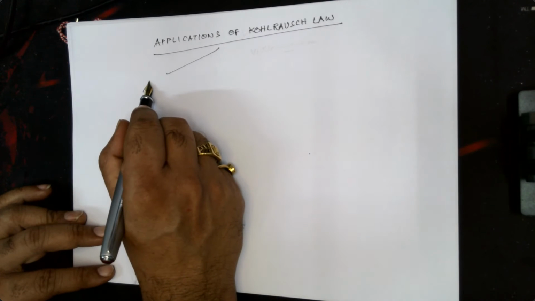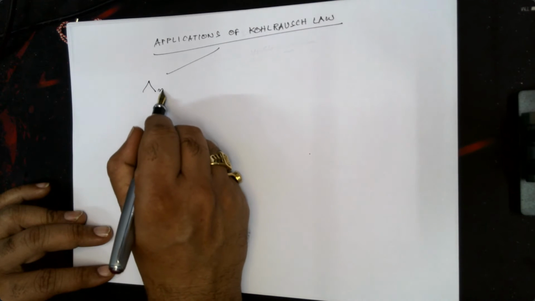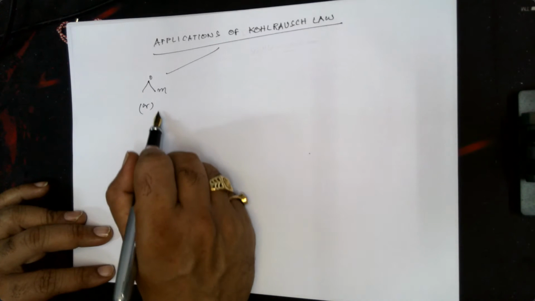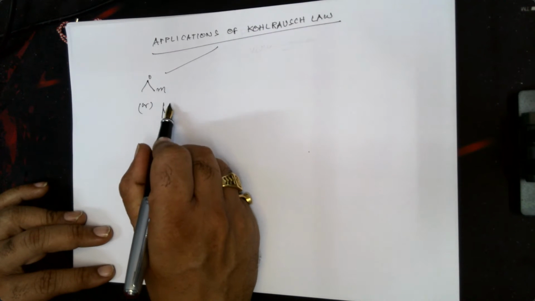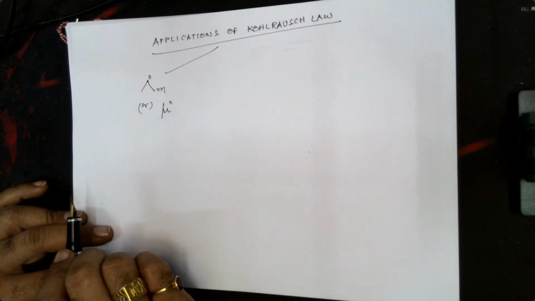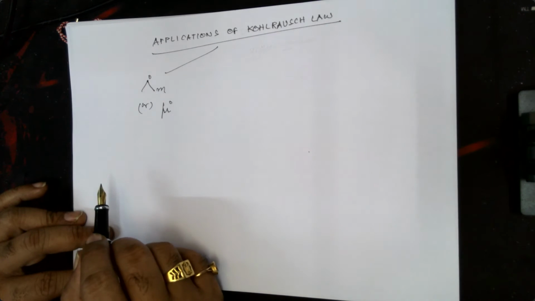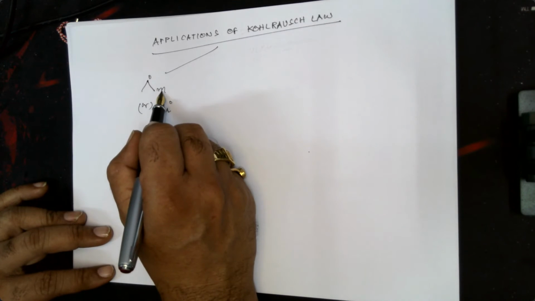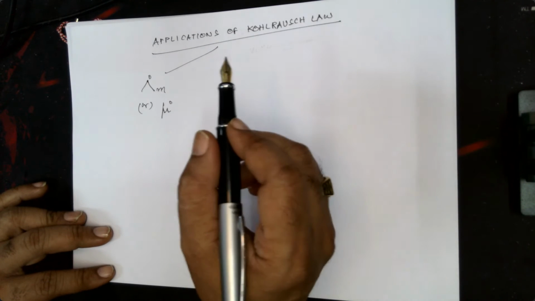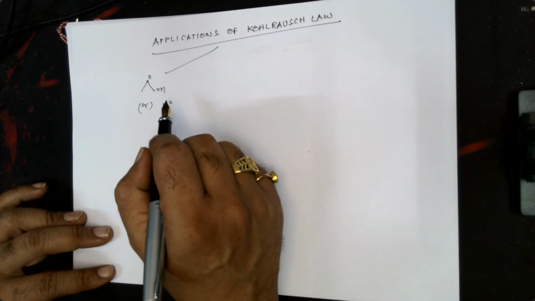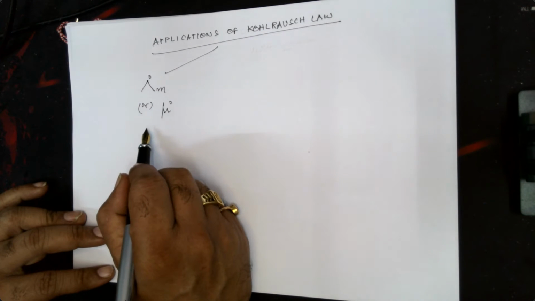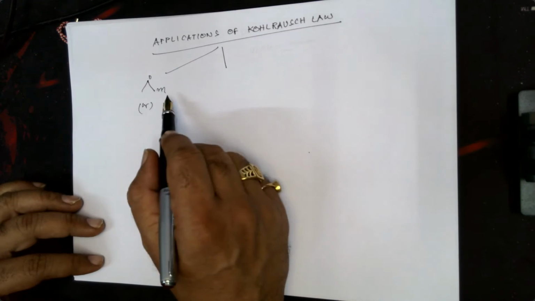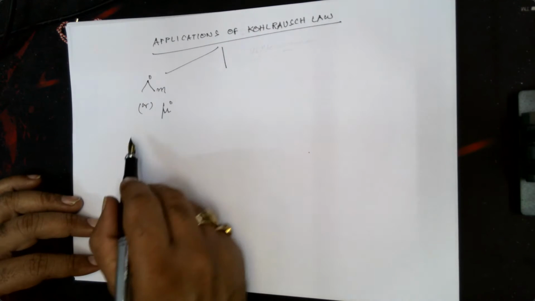The molar conductance at infinite dilution can be represented like this. This can also be represented by some authors as mu naught. What is this? Molar conductance at infinite dilution. And secondly, especially molar conductance at infinite dilution of a weak electrolyte.